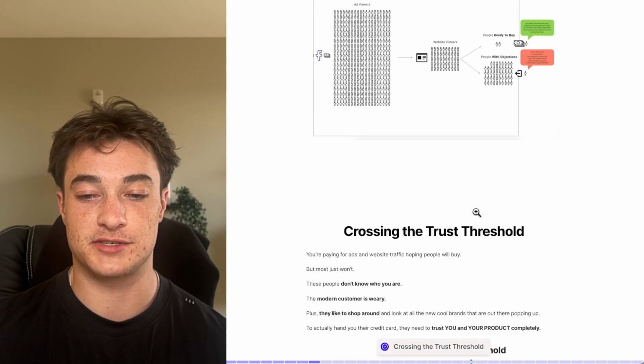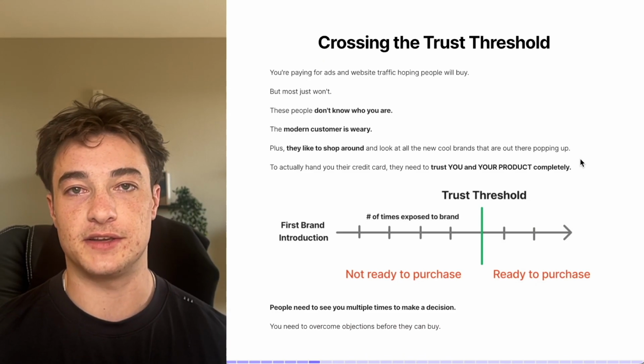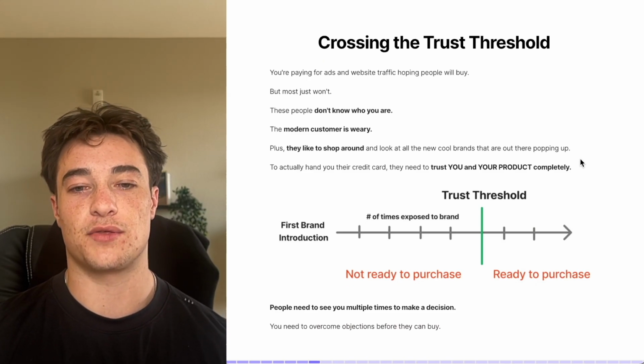People are going to have a ton of objections. That's just how it goes. So what do we need to do? We need to cross the trust threshold.